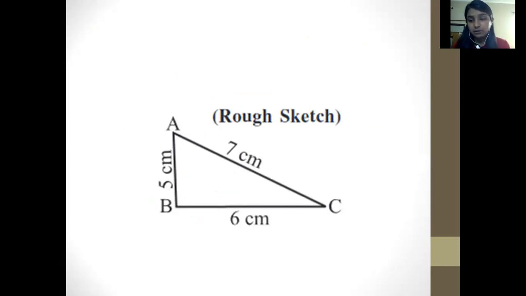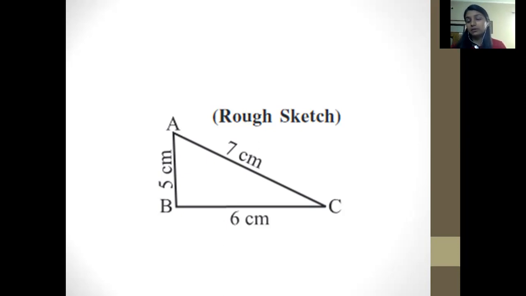So what can you infer from this image, students? You can see that a triangle has been formed here. From the labeling, you can see it is written "rough sketch." That means we are not sure that AB is 5 centimeter, BC is 6 centimeter, and AC is 7 centimeter. We are not sure about it. It is just a direct construction. Sometimes you draw triangles directly and say it is a triangle with these dimensions.